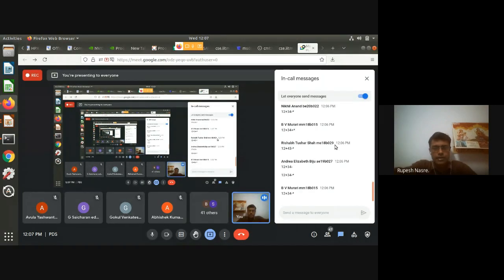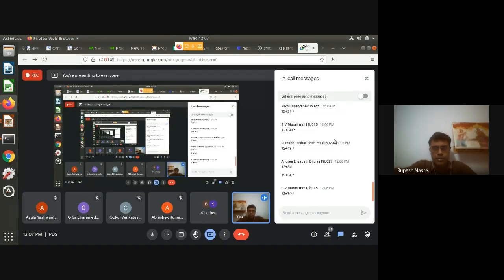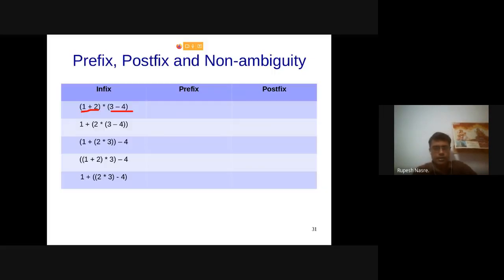Again, please try this out for the second one. I'm going to disable the chat again for some time, or maybe I'll keep the chat open, but don't answer the second row unless I give some time to everybody. All right, so please try the second one. What will be the prefix? And the postfix?